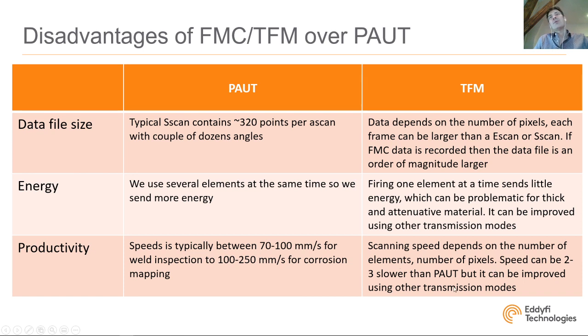Scanning speed typically for TFM is slower. It is about 2 times to 3 times slower. I will give you a demo after where we actually reach the 75 millimeters per second. But it can also be improved with the plane wave imaging. So again, in a future blog, we will talk about that. If you go to our website on the blog, you can see how plane wave imaging can improve productivity.